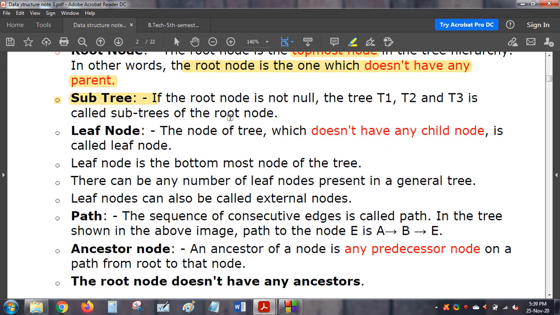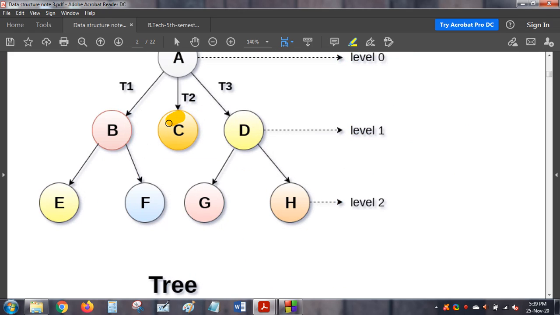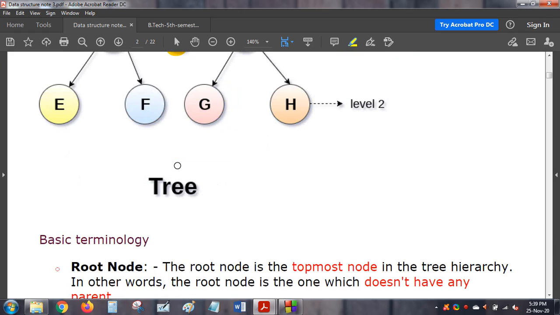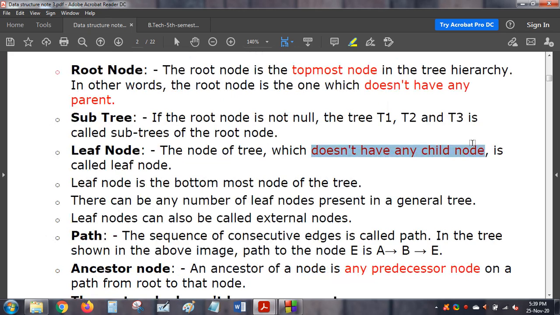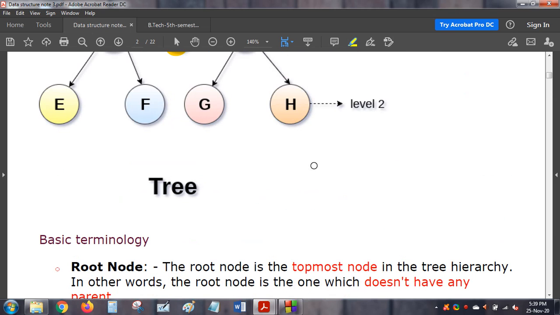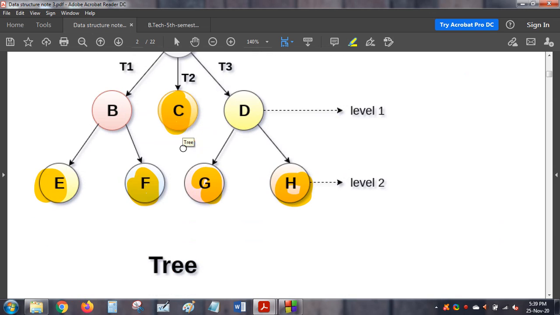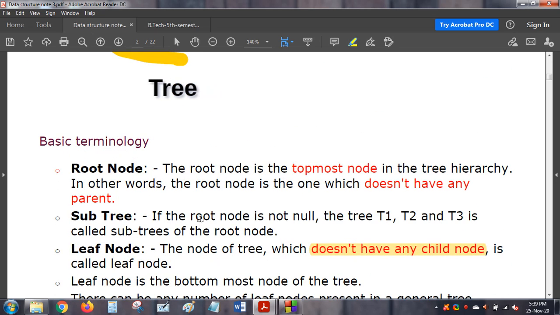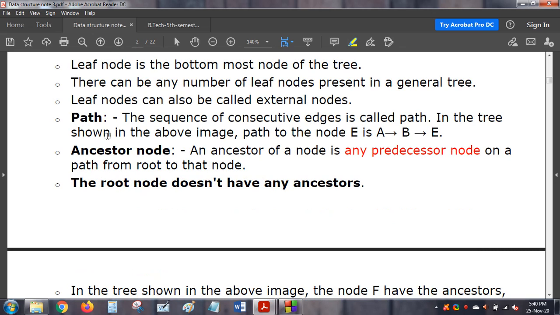What is a leaf node? A node of the tree which does not have any children is called a leaf node. Example, this is a leaf node because it does not have any children. A leaf node is the bottommost node of the tree. So over here, this is a leaf node, this is a leaf node, this is a leaf node, this is a leaf node. Also, this is a leaf node because it does not have any children. A leaf node can also be called an external node.